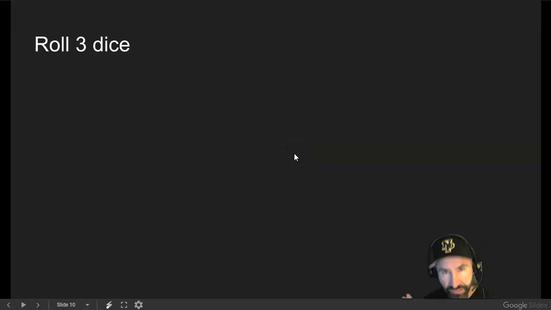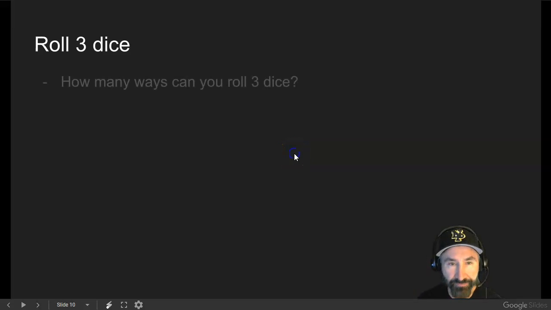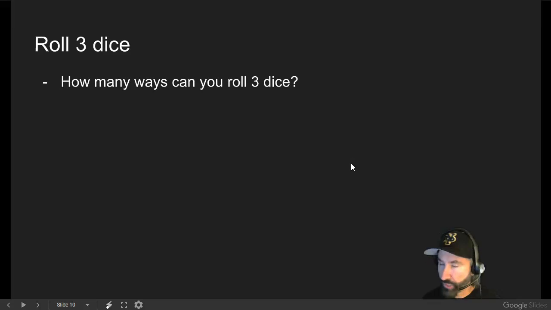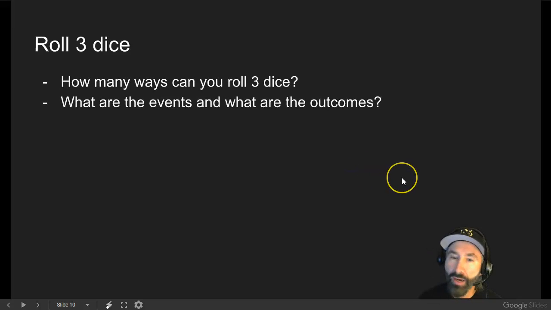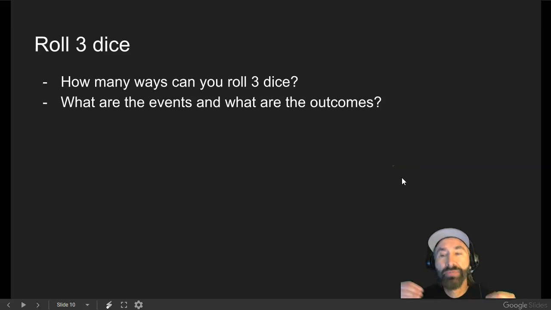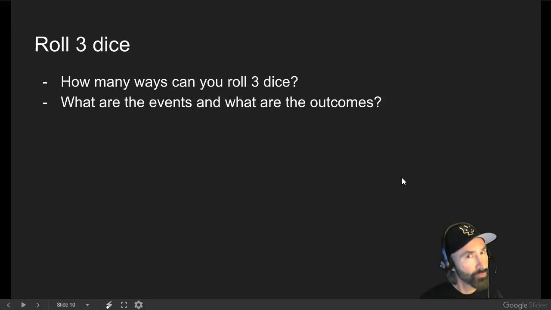So let's consider the idea of rolling 3 dice. The question we might pose is, how many ways can you roll 3 dice? When we are presented with questions like this in math class or in the real world, we should ask ourselves, what are the events and what are the outcomes? Because if you can figure out what those two things are, then you can figure out how many different ways something can occur.